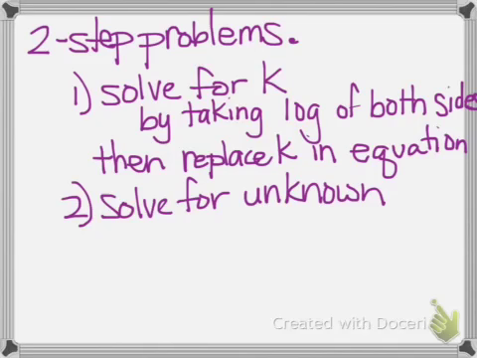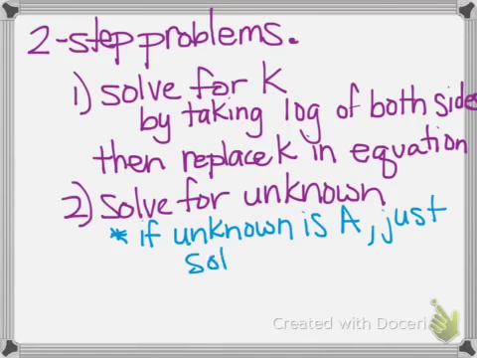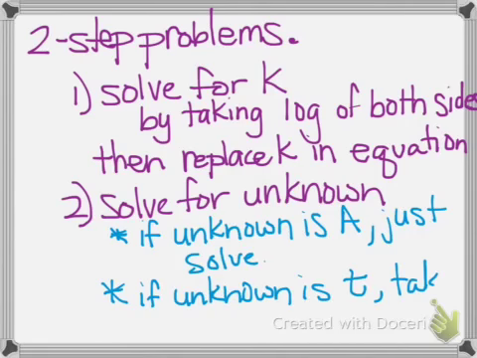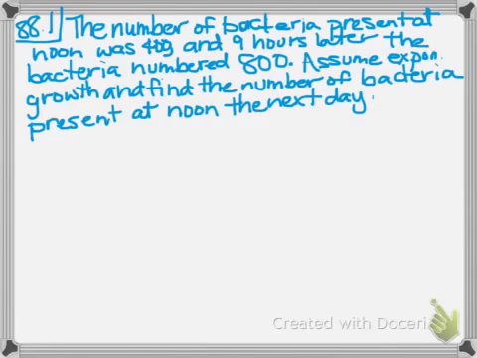You're usually going to have an unknown of amount or time. So if the unknown is the amount, you just solve it like algebraically. If the unknown is time, then you're going to have to take the log of both sides and solve from there. So we'll do an example.